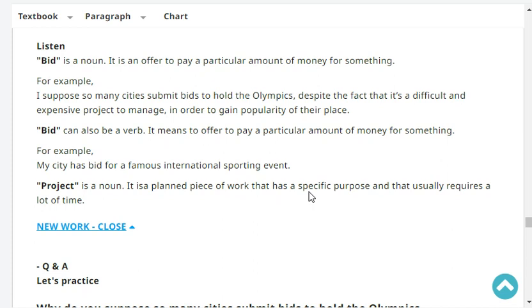despite the fact that it's a difficult and expensive project to manage, in order to gain popularity of the place. Bid can also be a verb.